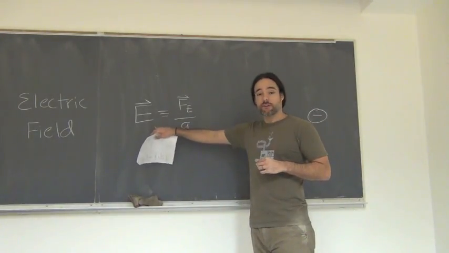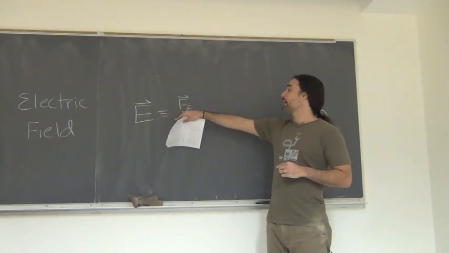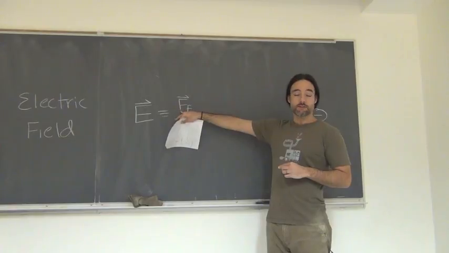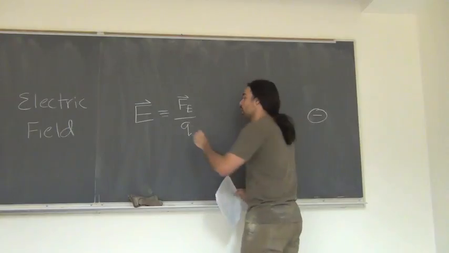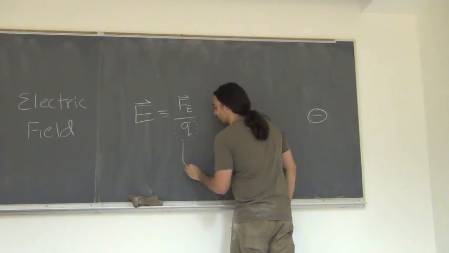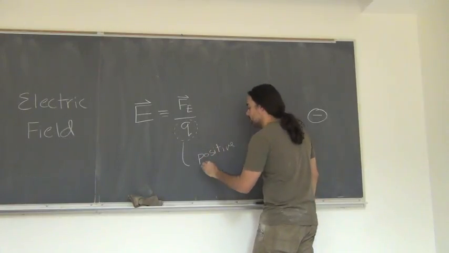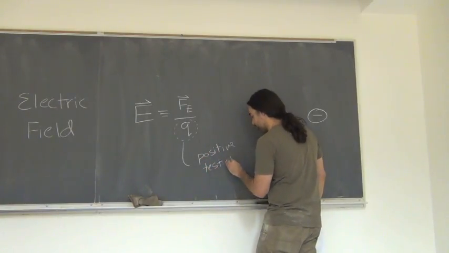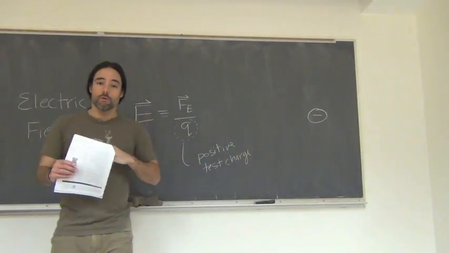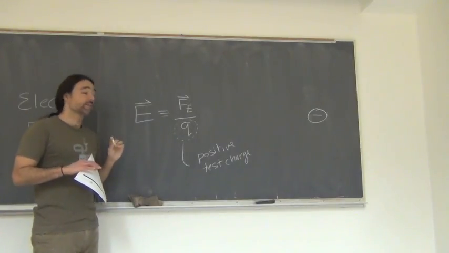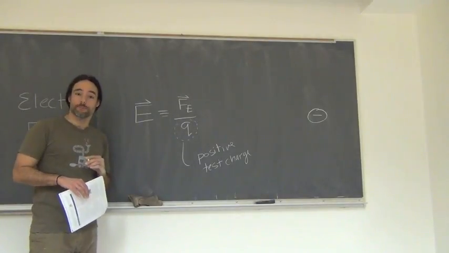And we're going to define the electric field this way. The electric field is going to be a vector, and it's going to be equal to the electric force you get per unit charge. I want to say this is some positive test charge. So we have to be somewhat careful in how we define our electric field. So the electric field is going to be different at every point in space.